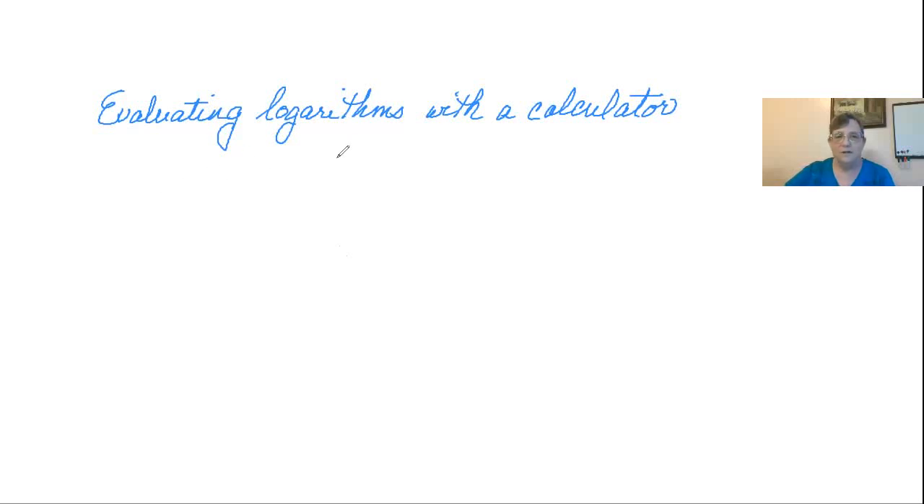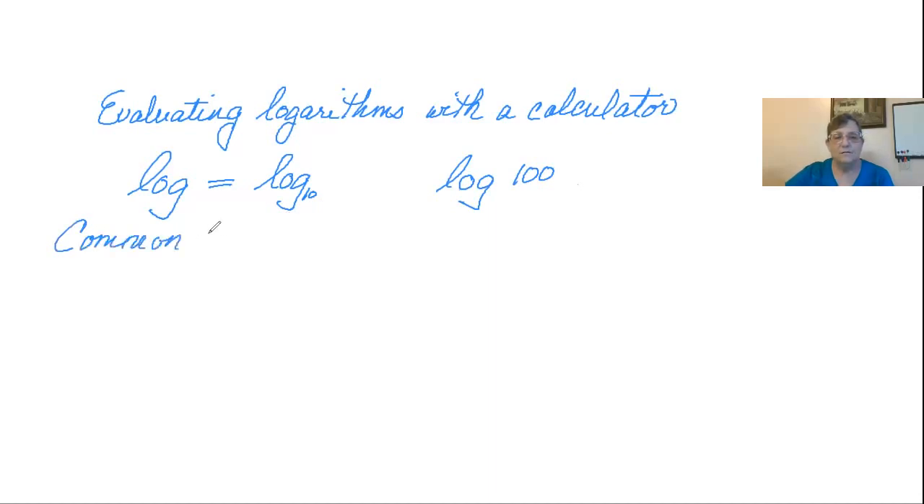There are two logarithms that are programmed into your calculator. When you see a button that just says log, that automatically means a log base 10. So if you want to calculate the log of 100, the common log is log base 10. So if there is no base written here, it's automatically understood to be a log base 10.